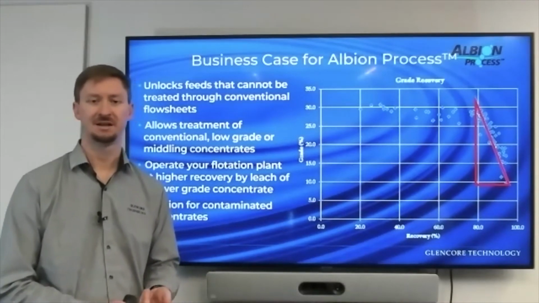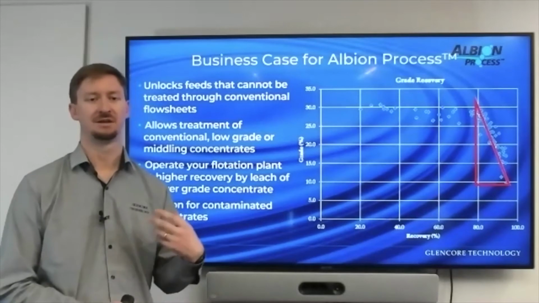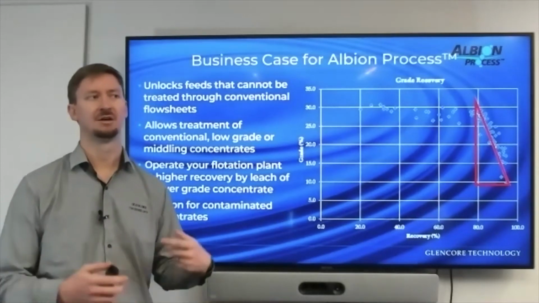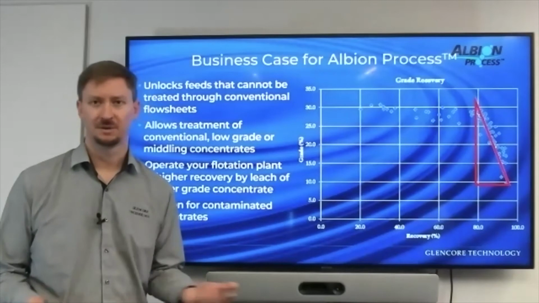You can feed an Albion plant with just ore. You can feed it with slimes from a refinery. You can treat ESP dust from a smelter, for example.